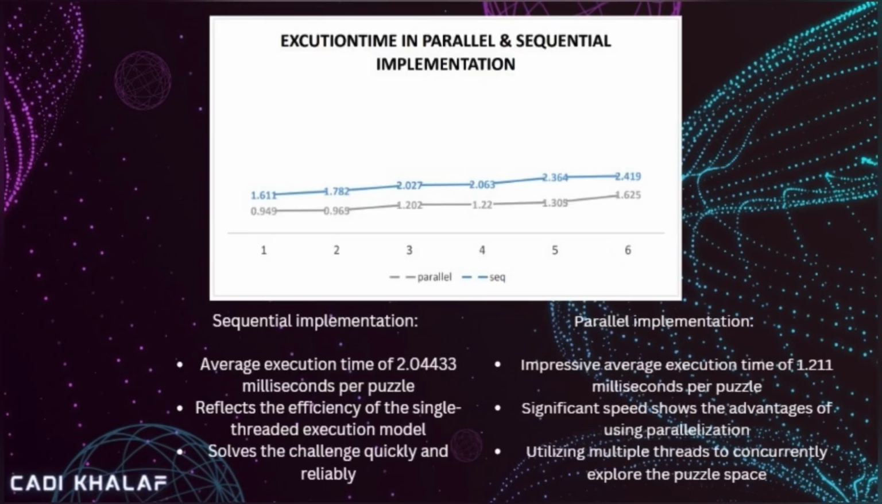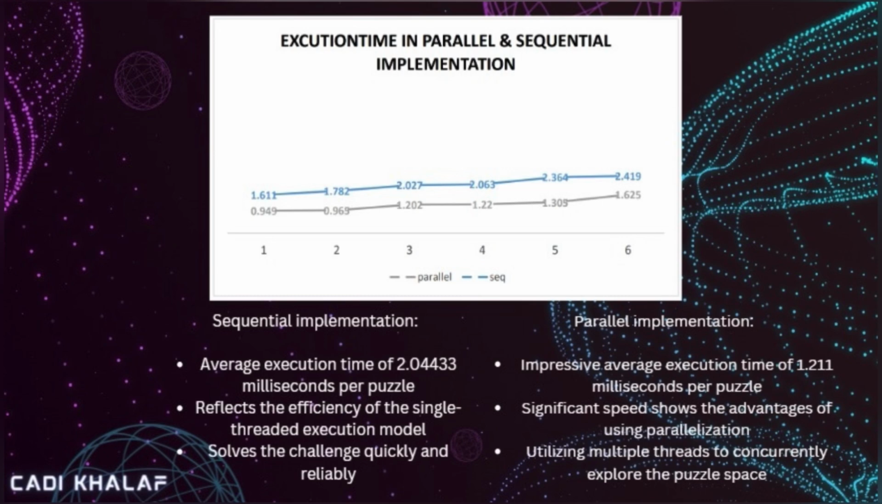So here we have a comparison between the execution time of the parallel versus the sequential implementation of the Sudoku problem. First of all, the sequential implementation demonstrates commendable performance with an average execution time of 2.044 milliseconds per puzzle. This reflects the efficiency of the single-threaded execution model, which is the sequential implementation, to solve a Sudoku problem. So actually, the sequential implementation solves that challenge quickly and reliably.